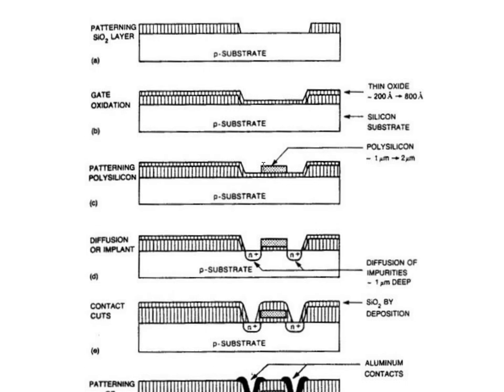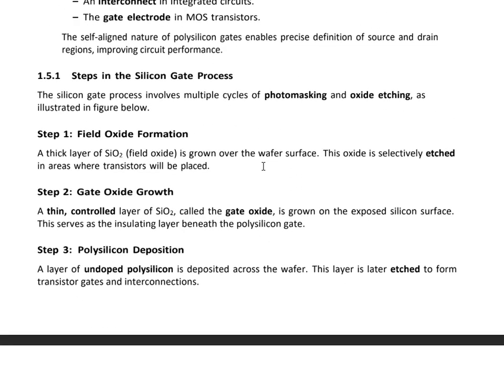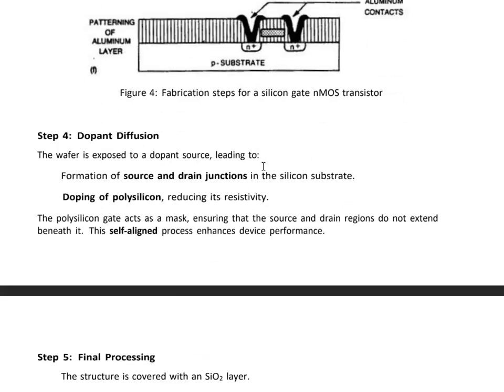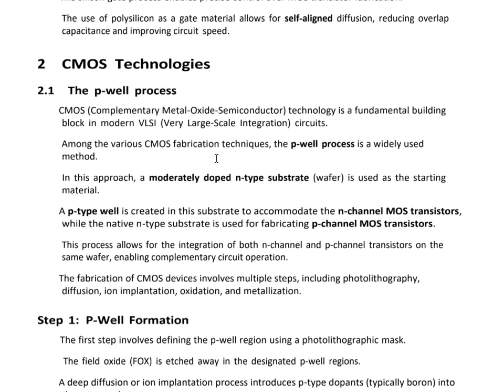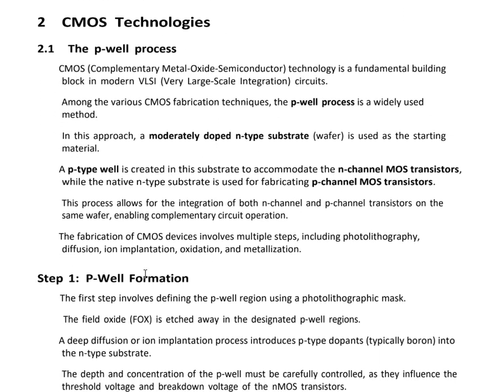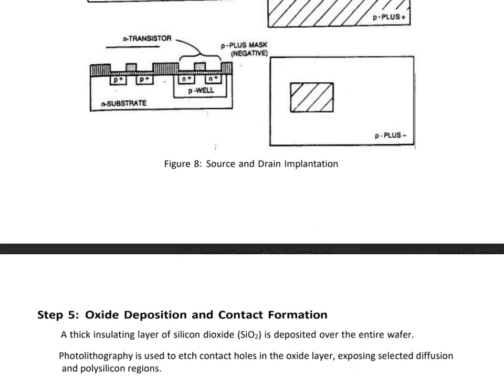In the exam, if they ask the question, write the steps in the silicon gate process, you have to explain each step in detail along with the diagram. We'll discuss CMOS technologies such as the P-well process and the N-well process in the next lecture. Thank you.